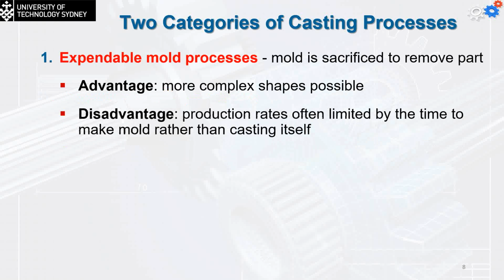The two categories of casting processes are also the expendable mold processes, where the mold is sacrificed to remove the part. The advantage is that more complex shapes are possible, because if I destroy the mold, I leave the cavities which generate the part itself. The disadvantage is that the production rate is often limited by the time to make the mold rather than the casting itself. You may take, for example, 2 hours just to make the sand casting mold, and do the casting in 10 or 15 minutes. This is the main disadvantage of the process.